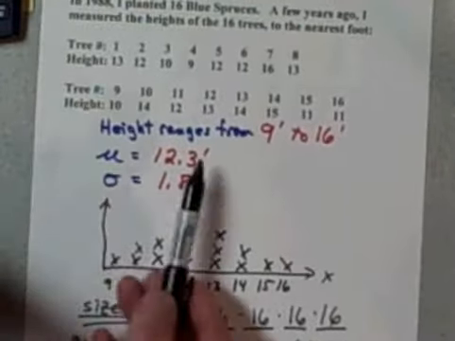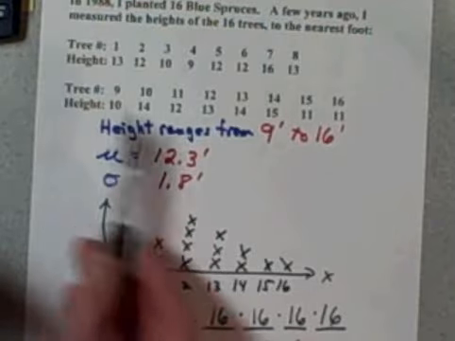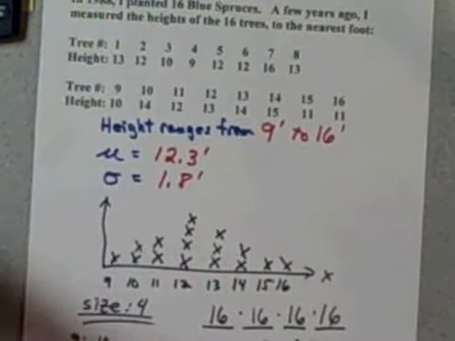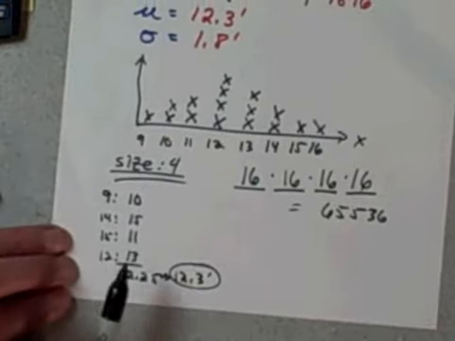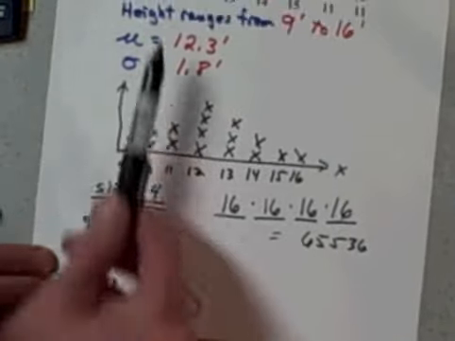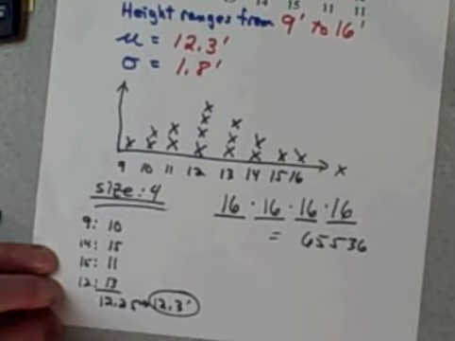And what do you notice? That just happened to be exactly what the mean is of my trees overall. And I didn't plan it that way. That just happened. Would we expect that to happen every time? No, not at all. But wouldn't we expect to come out pretty close to the mean every time?